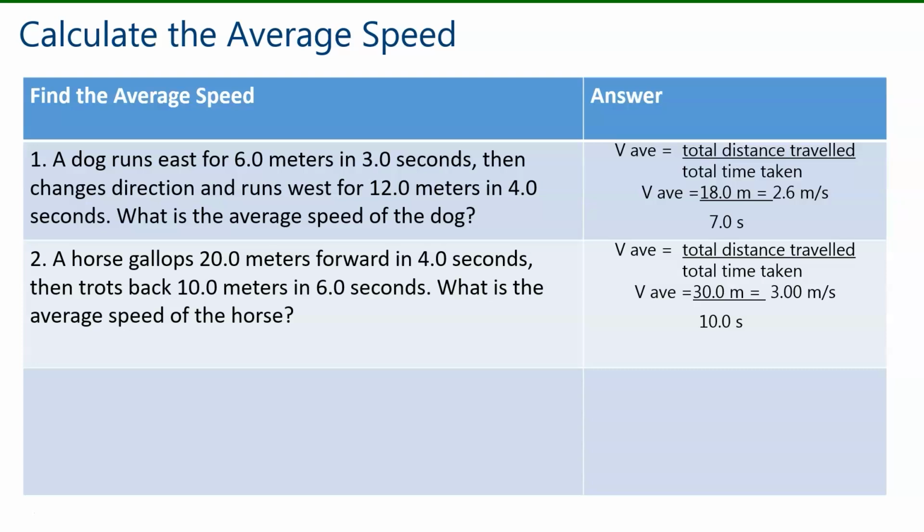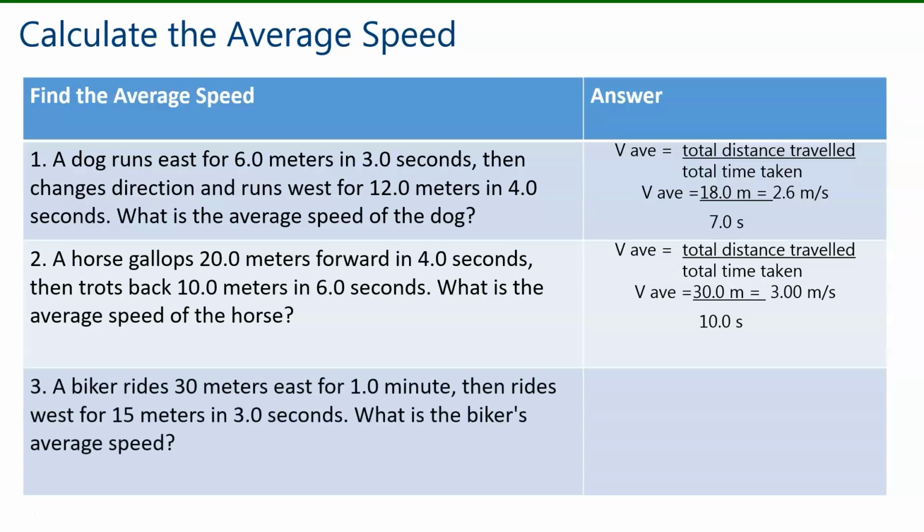Notice that in our problem, we had 3 significant digits on top and 3 on bottom, so our answer also has 3 significant digits. Let's try one more problem. A biker rides 30 meters east for 1.0 minute, then rides west for 15 meters in 3.0 seconds. What is the biker's average speed?